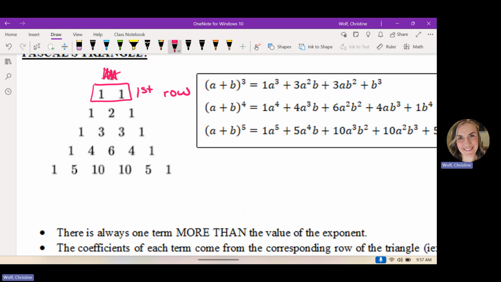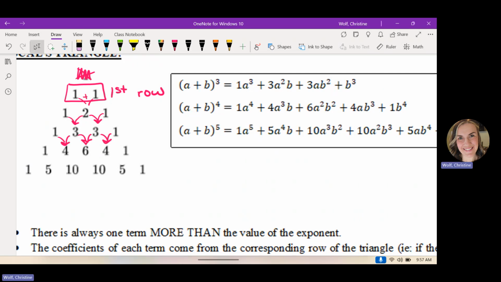So what we do to get to the next row, we always have 1s on the outside, but then we add the 2 digits above to get that new number. So 1 plus 1 is 2. The next row down, you would add the 1 and the 2 to get the 3, and the 1 and the 2 to get the 3. And always 1s on the exteriors. So 1 plus 3 is 4, 3 plus 3 is 6, 3 plus 1 is 4. So you always just add the 2 numbers above it to get that number down. Okay, that's the pattern.